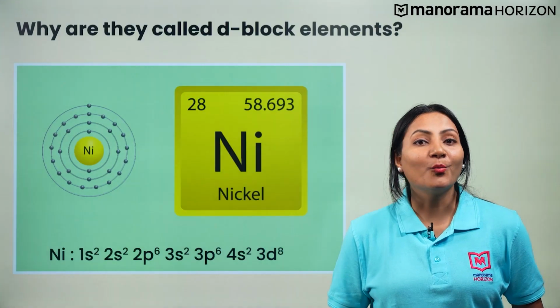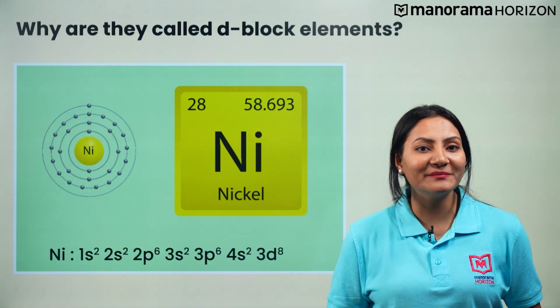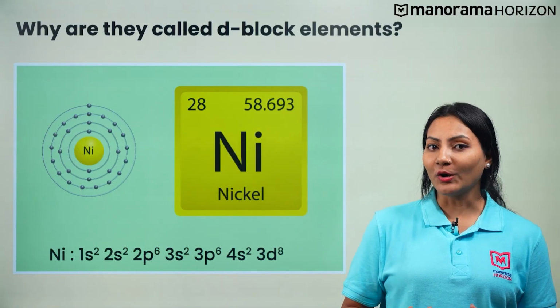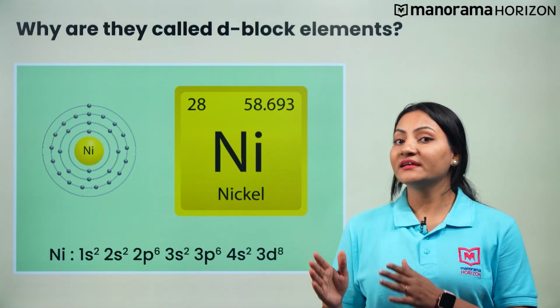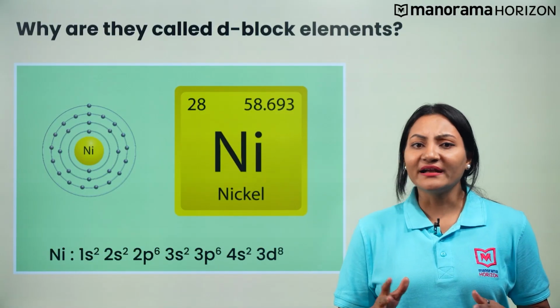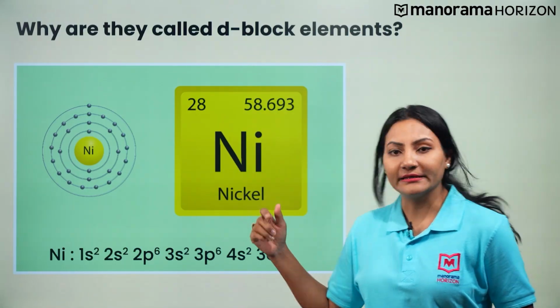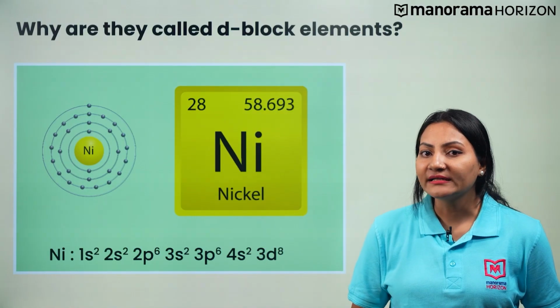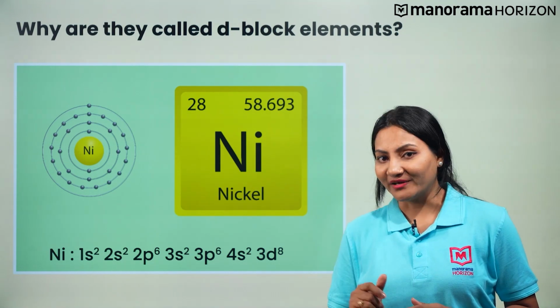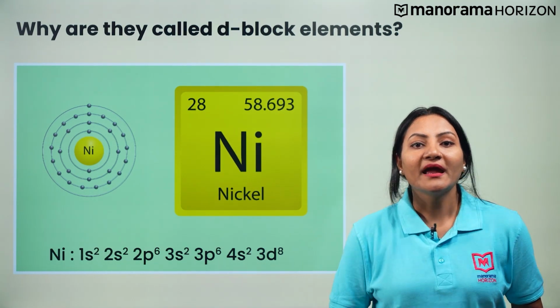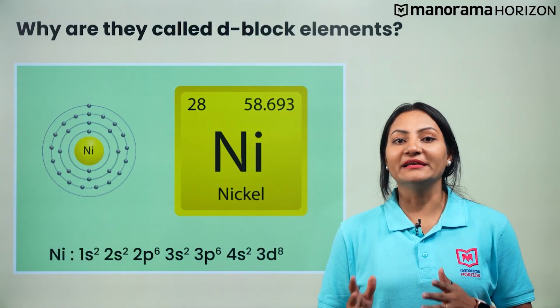Can you tell me why these elements are known as d block elements? Well, this is because their valence electron enters the outermost d orbitals. Let's write the electronic configuration of nickel. Here you can see that the valence electron enters the outermost d subshell, that is 3d. Hence, it is a d block element.